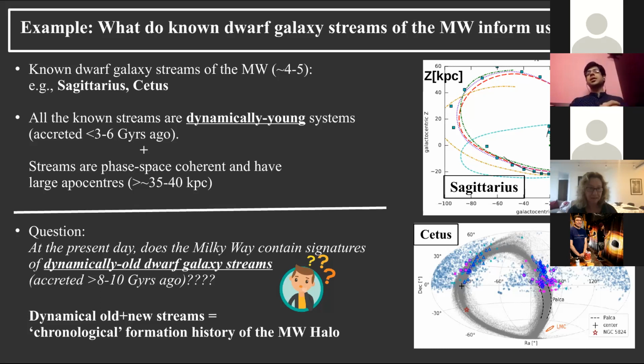And also, to understand the full chronological history of the Milky Way halo formation, we should be able to combine these dynamically young systems with the dynamically old systems to be able to unravel the full chronological history of the halo. So that is our motivation to try and understand those dynamically old streams.